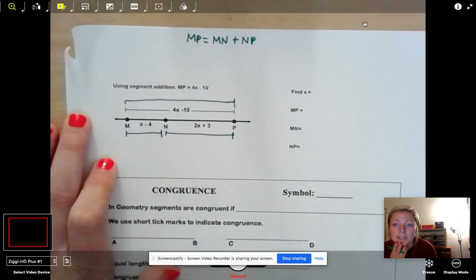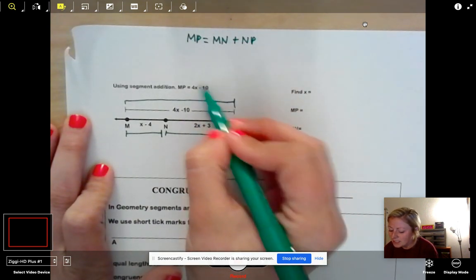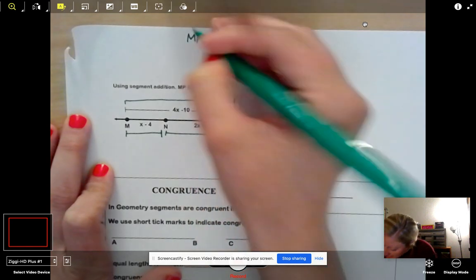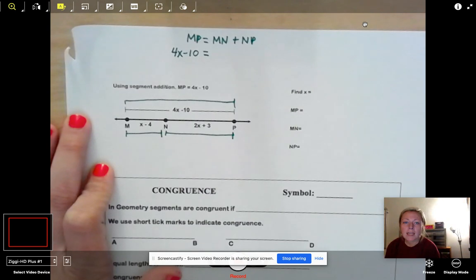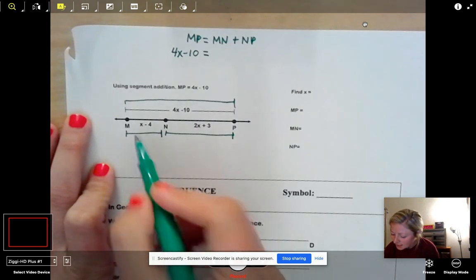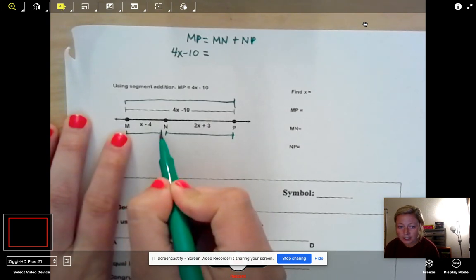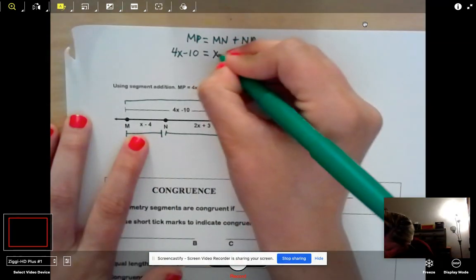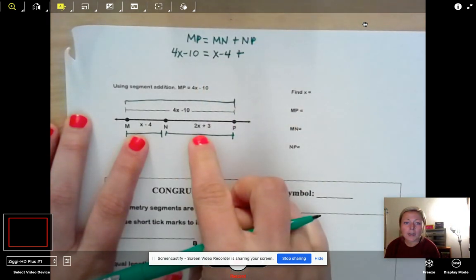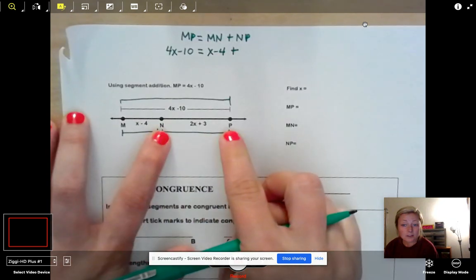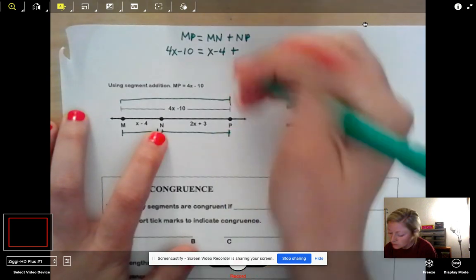But now what's nice, guys, we can just plug in. Well, what does MP equal? Well, MP equals 4x minus 10. So I'm going to plug that in. And MN equals what? x minus 4, right? They're telling us that this chunk here equals x minus 4. And then we want to figure out what NP is. Again, they're being nice. They're giving us a lot of information. We know that NP is 2x plus 3.